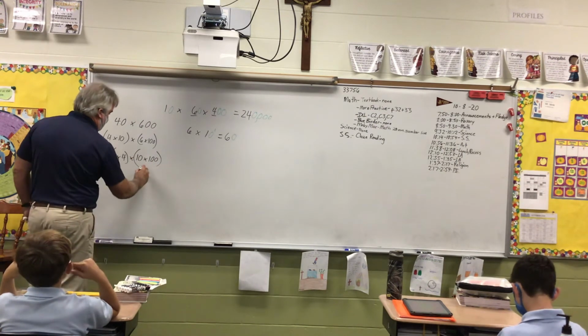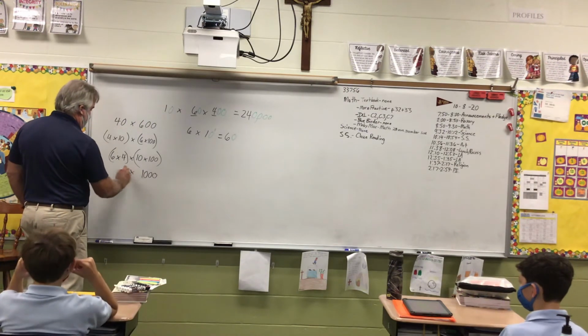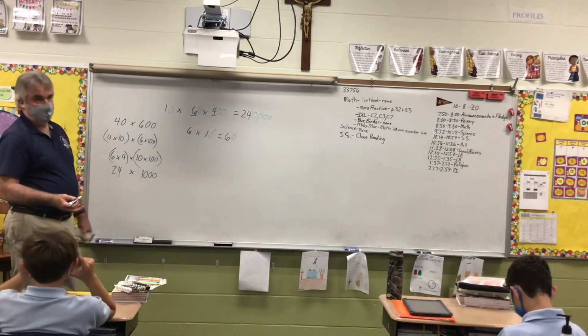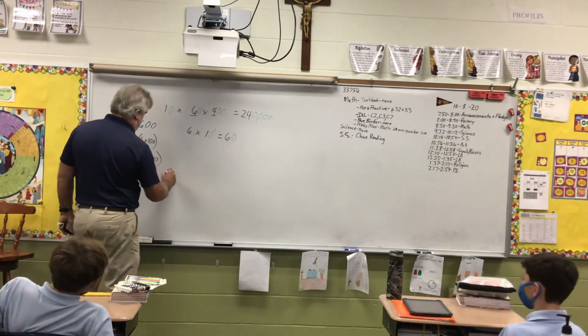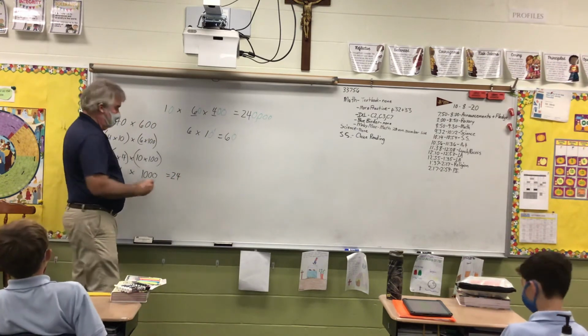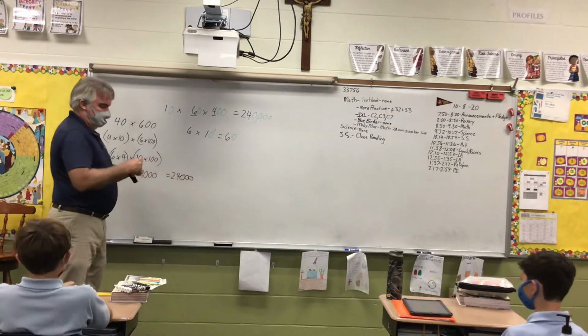And they end up with 1,000 times 24. 24 times 1,000. 24 times 1 is 24. That's your basic problem. And you got 3 zeros. 1, 2, 3.